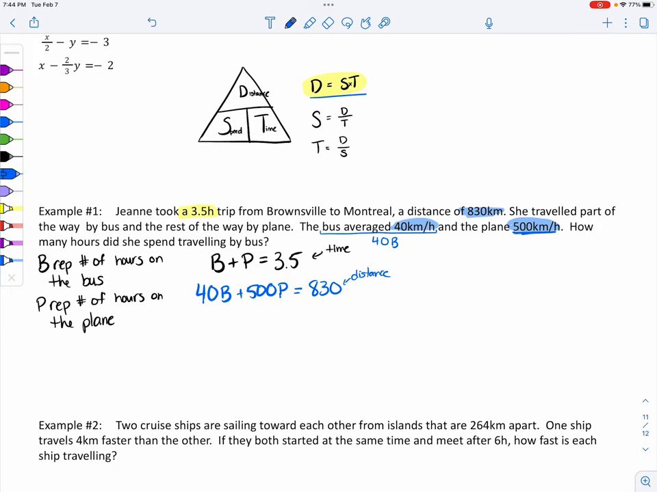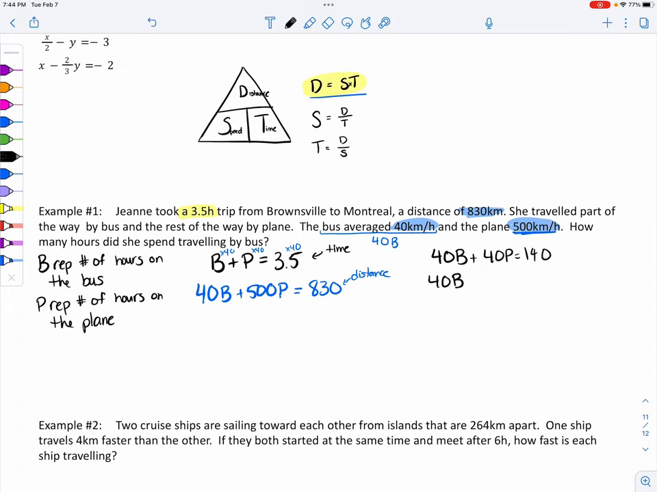Now you've got your equation. You can solve it using substitution or elimination. You can always choose what you think is more efficient. I'm going to go ahead and do elimination. So I'm going to take my first equation and multiply everything by 40. So we get 40b plus 40p equals 140.